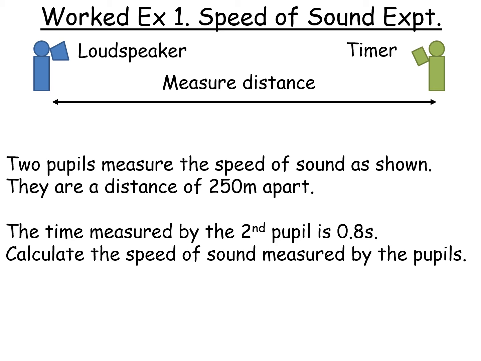So let's look at an example where we would do this from the experiment. Two pupils measure the speed of sound as shown. They are a distance of 250 meters apart. The time measured by the second pupil is 0.8 seconds. Calculate the speed of sound measured by the pupils. Now, if you're confident on how to do this, by all means go ahead and do it. If not, we're going to do it together.